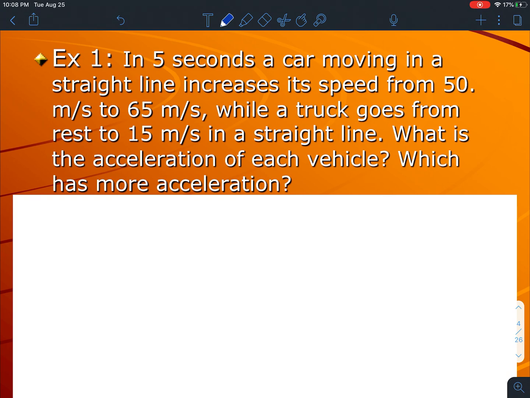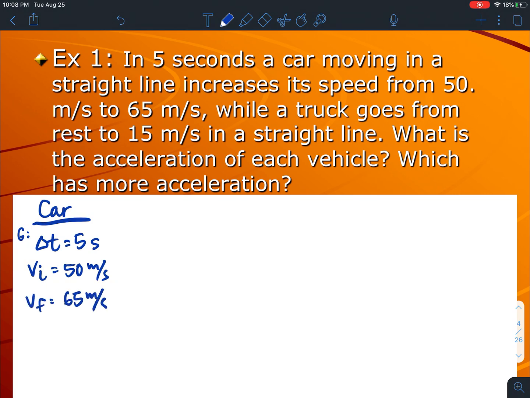So in a problem like this that's kind of complicated, the first thing you want to do is just split up your objects and calculate them separately. So for givens, numbers that were given in the problem, for the car, we have a time, it said that in 5 seconds. Delta T, of course, means time. It says the car increases its speed from 50 to 65 meters per second. So 50 is our initial velocity, and then final velocity is 65 meters per second. And that's all we know about the car. Our unknown is what we're going to look for, and so that's the acceleration in this case.